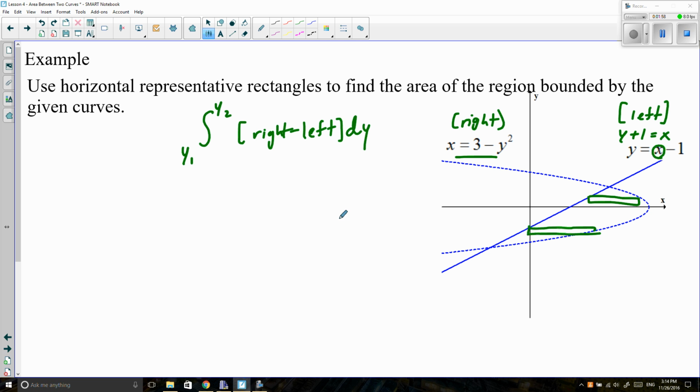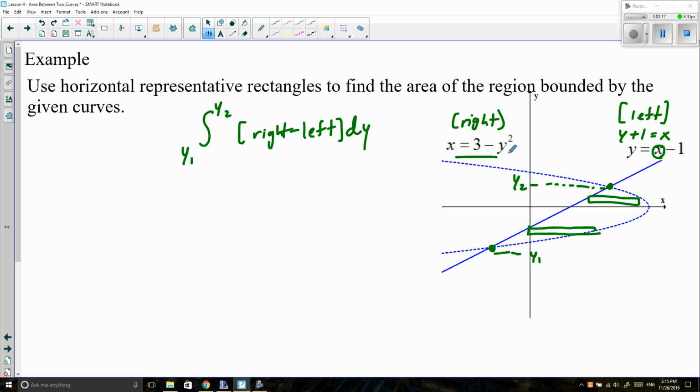Now, what is my y1 and y2 value, though? I mean, where are these two graphs intersecting? Because this bottom intersection is going to give us y1. This top intersection is going to give us y2. So I actually need to find these two values. So that is an intersection point between the two graphs.